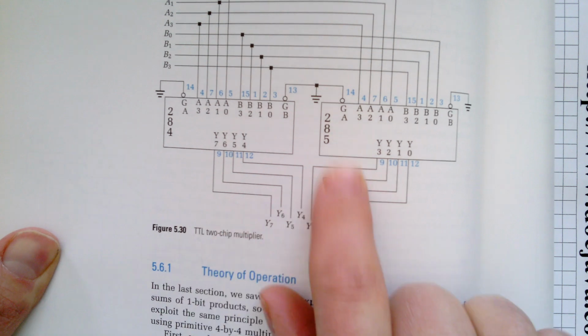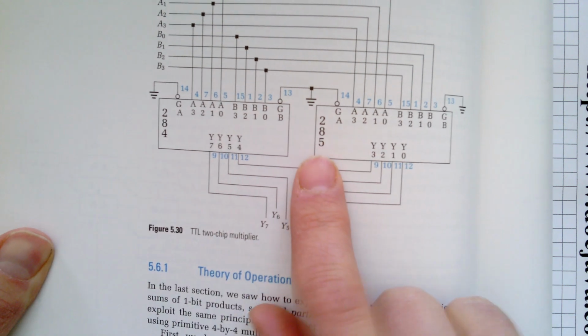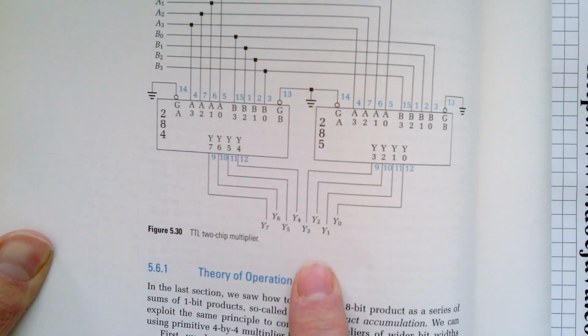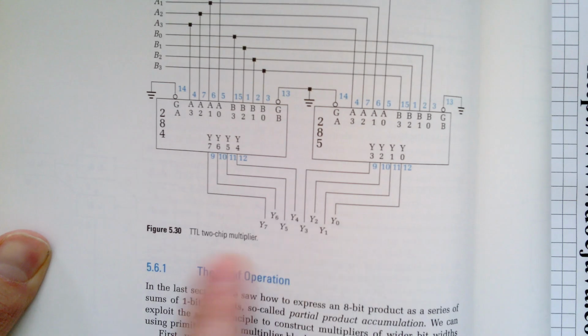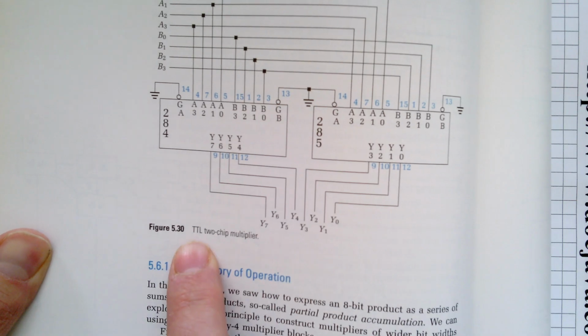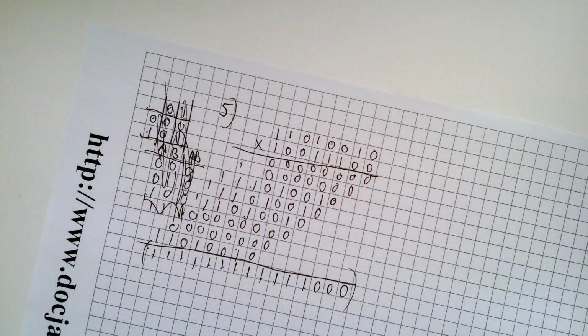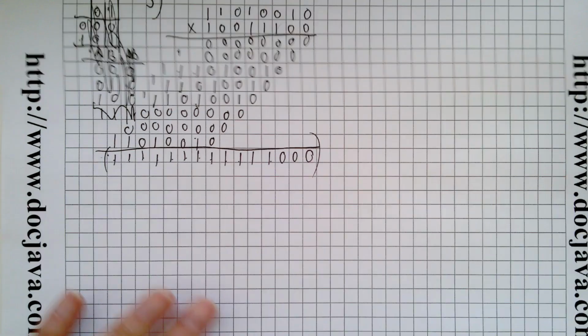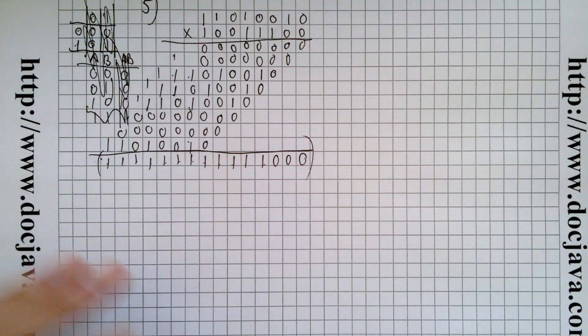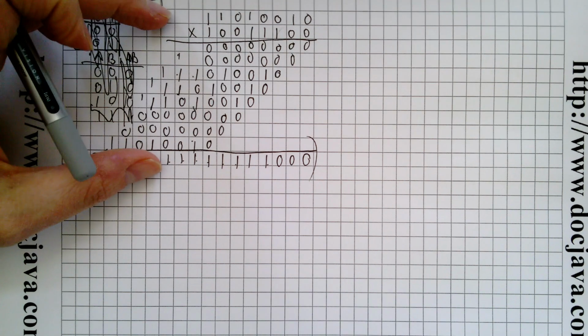So this is a way to build a multiplier using transistor logic. So there you go. A few different opportunities for you to explore interesting implementations of multipliers. But this is the basic idea, right?